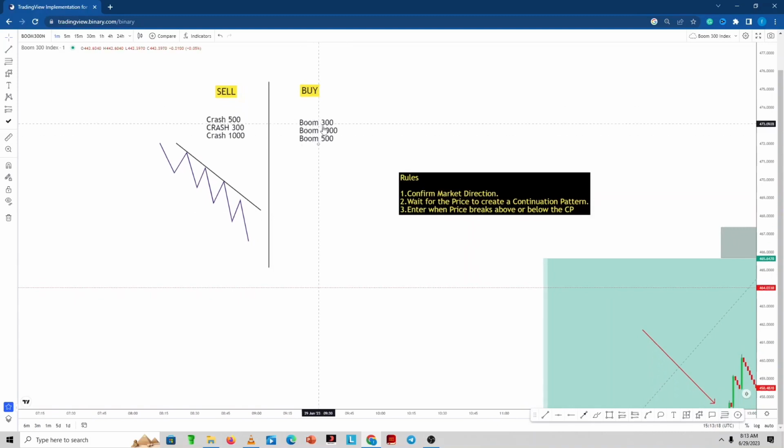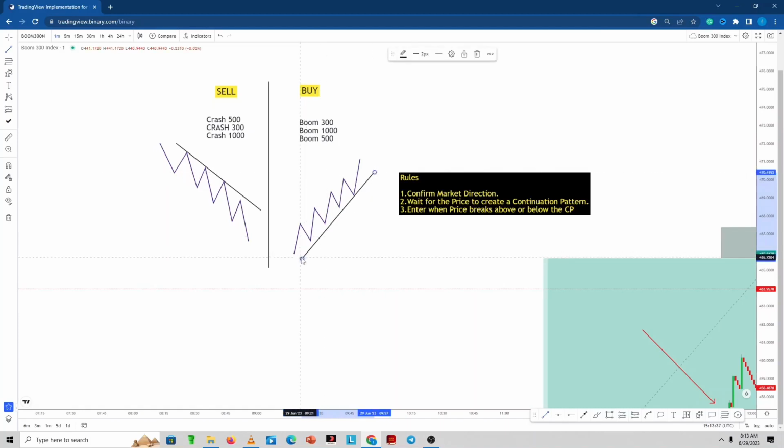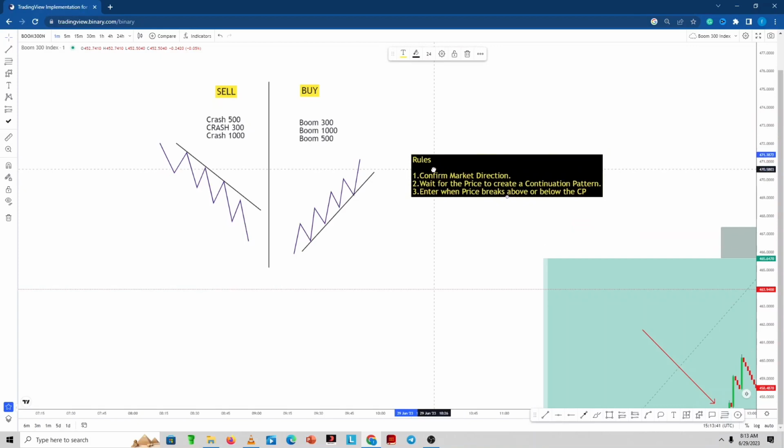For the boom assets, you are looking for a market that is bullish. So a market that is bullish is a market that is moving like this. Simple stuff, guys. Simple stuff. If you can master this, I'm telling you, trading boom and crash will be easier. Trading spikes will be easier for you. This is the kind of market that you're looking for, right? This is what I'm talking about when I'm saying confirm the market direction.